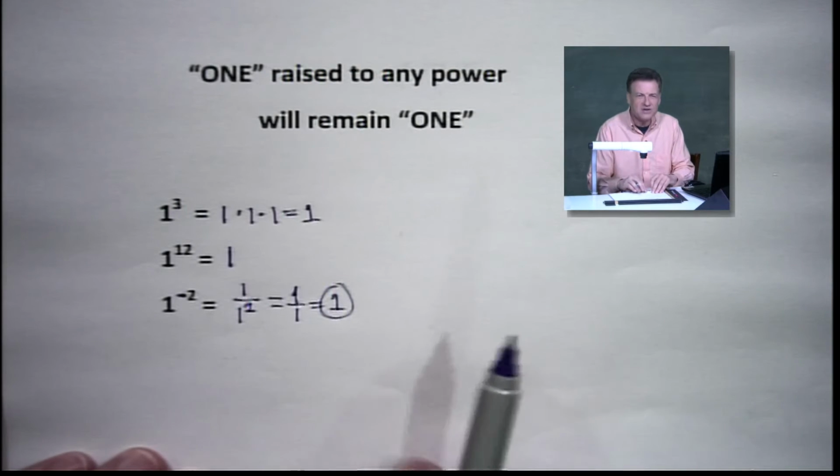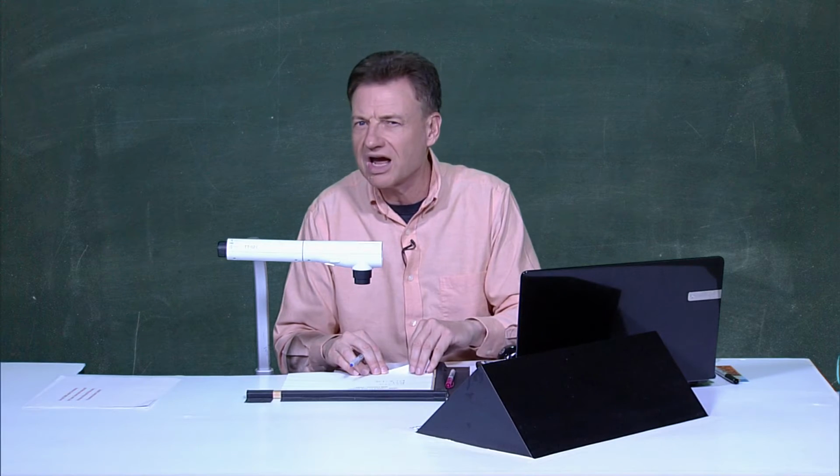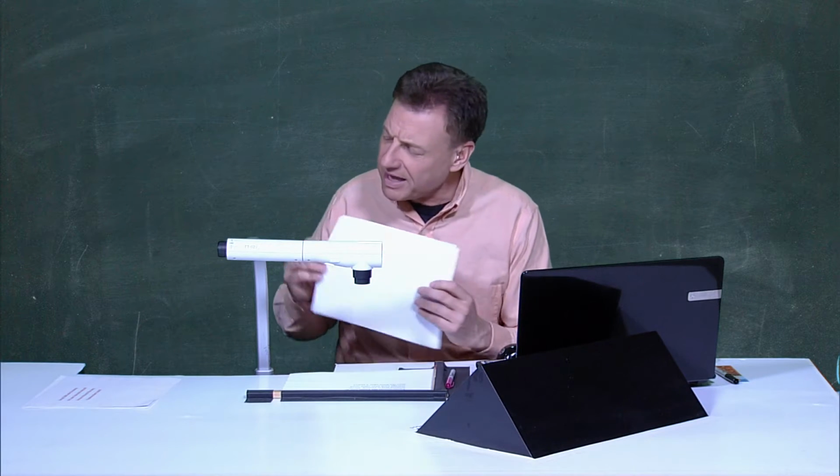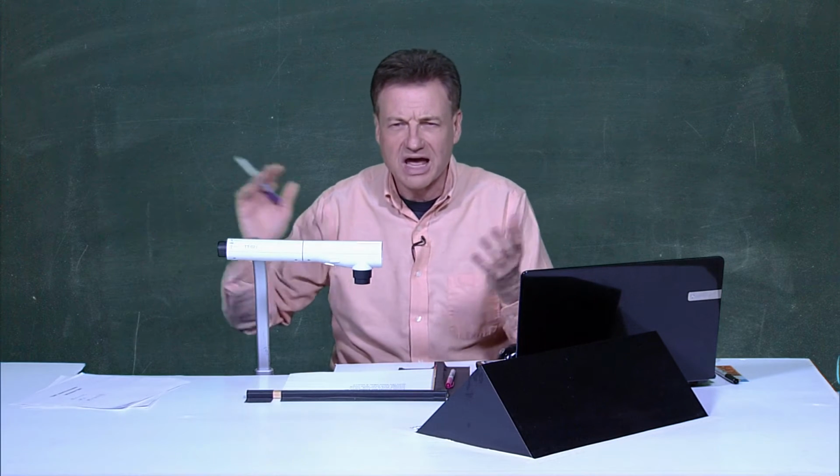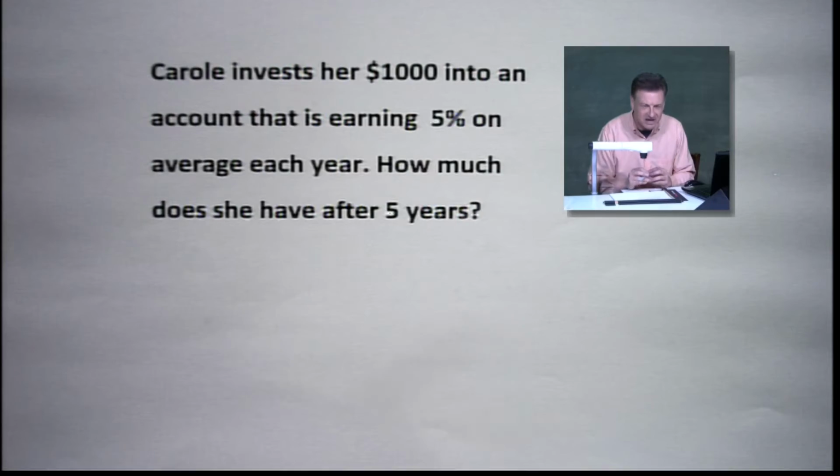Now, let's go and talk about Joe and his mattress here, all right? Actually, let's talk about another person. Let's see who we got. We got Carol coming up here. And she is going to invest $1,000 into an account or a fund that is earning 5% on average each year. How much does she have after 5 years? All right, so we have Joe who didn't get any interest, kept $1,000, but we got Carol who's going to get 5% increase every year.